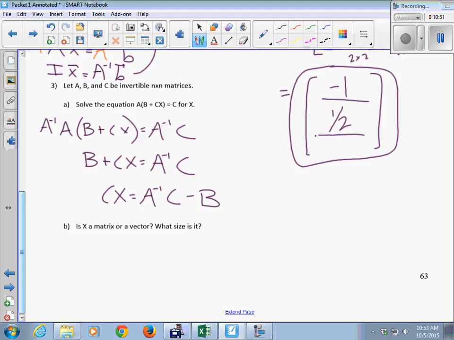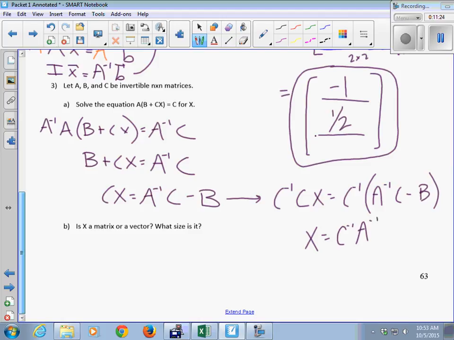And then how do I finally get the X by itself? Multiply both sides by C inverse. Okay, so I'm going to have C inverse CX equals C inverse times the whole right side, which is A inverse C minus B. So C inverse C times X is X. And then I can distribute my C inverse if I want, or you can just leave it like that. They're the same, right? So I could have C inverse A inverse C minus C inverse B.